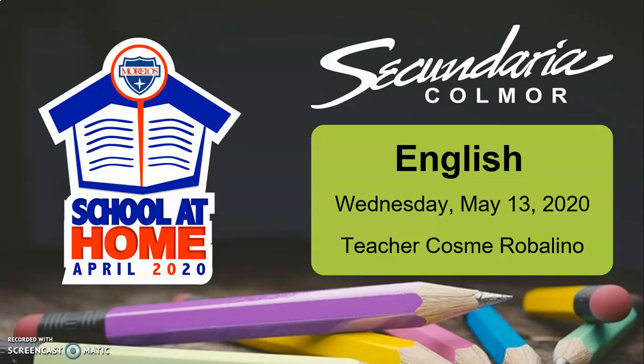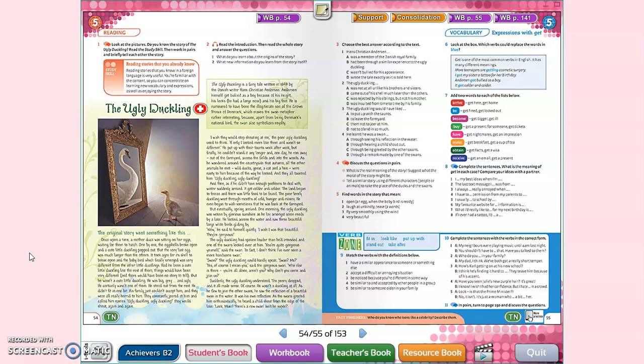Today, we are going to practice reading skills together with listening skills and some vocabulary. As you can see, we are on your Achievers book B2 on page number 54. We are still working with the unit number 5, and we have a classic story called The Ugly Duckling.